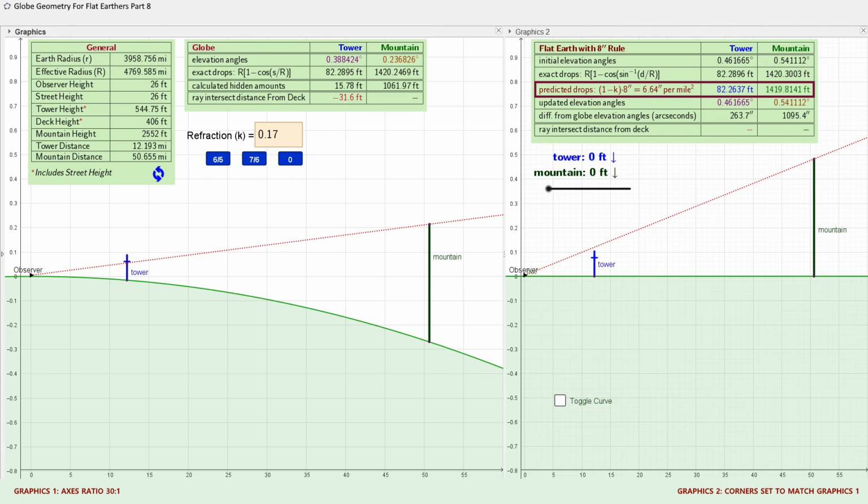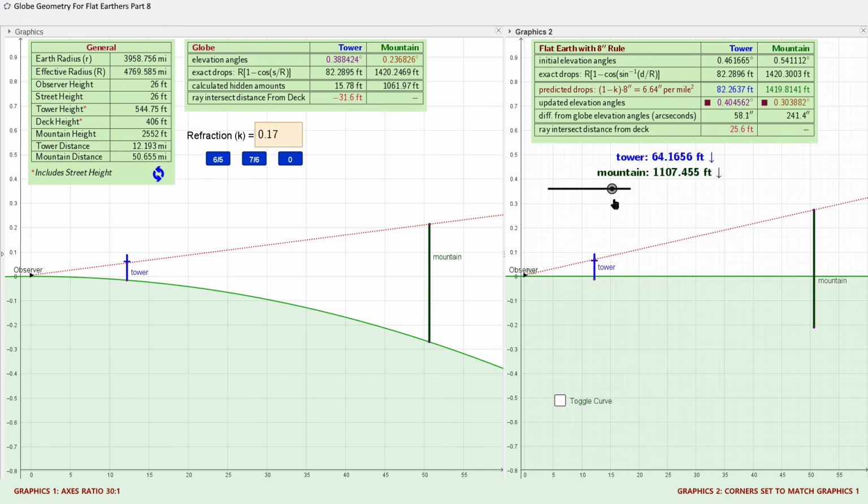Here are the predicted drop distances based on the 8 inches per mile squared rule, although it's more like a 6.64 inches rule when we include refraction, and I've plugged those numbers into the slider. So keep an eye on the elevation angles in the tables as I gradually sink the tower and the mountain into the flat Earth. Well, maybe you'll be surprised, and maybe you won't.